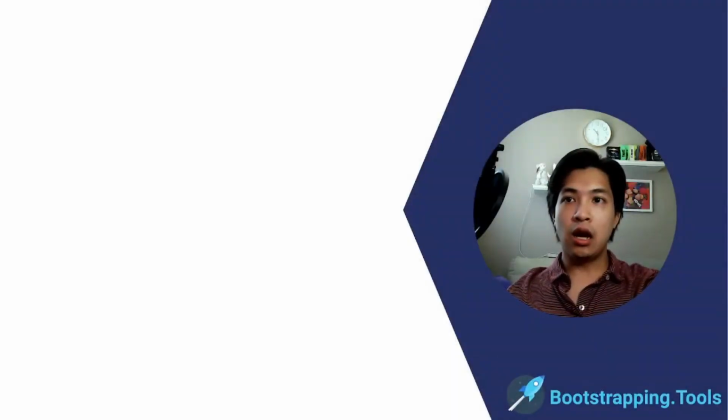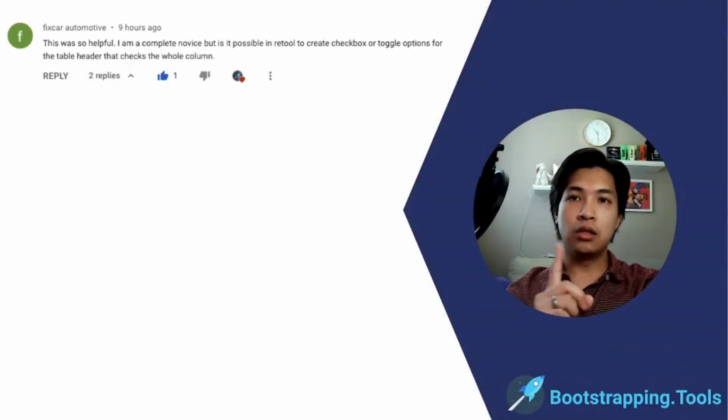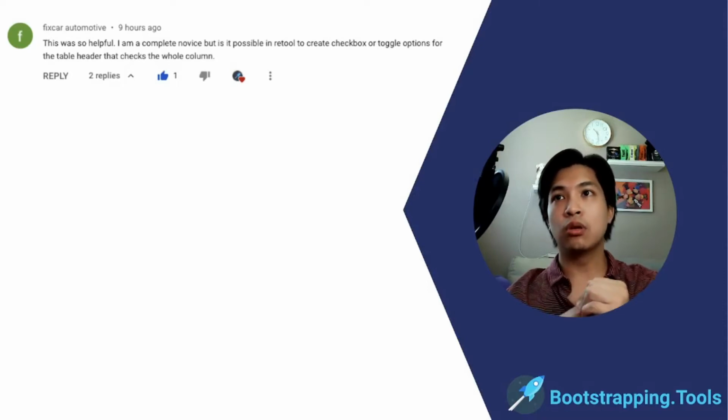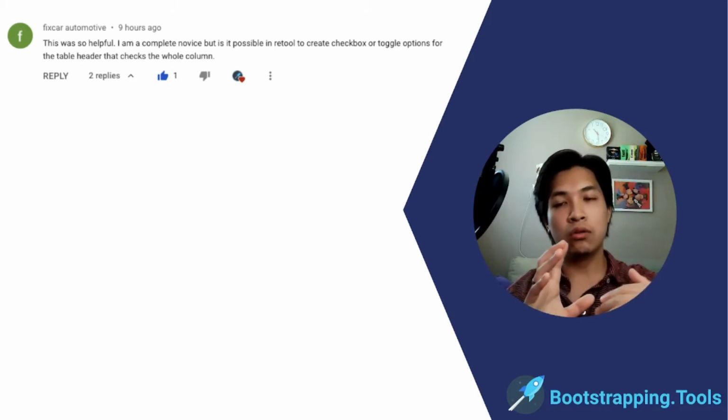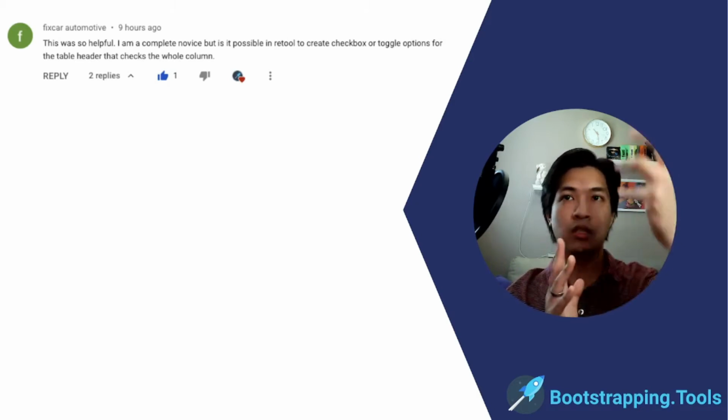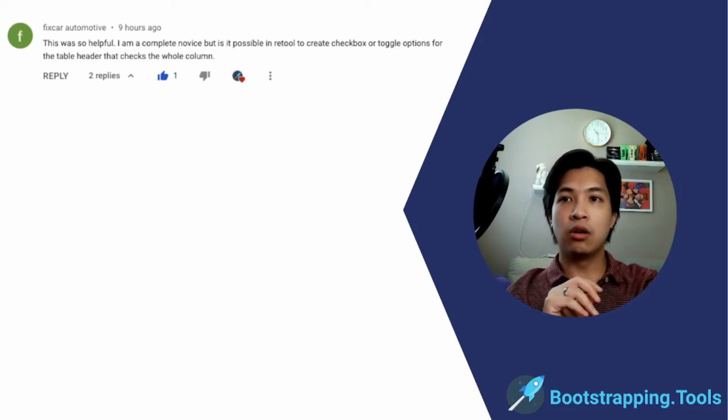So today we're going to be talking about this user that engaged with us, Pixar Automotive, who is asking how, in Retool, you can create a way to toggle all of the rows within a table, or just select the entire column. So we're going to be doing it in Retool.